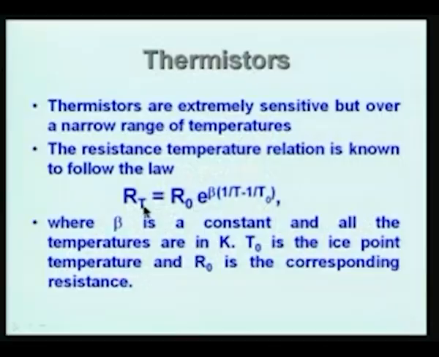Therefore, I have deliberately used R subscript capital T equal to R naught, which is usually the resistance of the thermistor at 0 degree Celsius or the ice point, multiplied by e to the power of beta, where beta is called the thermistor constant, multiplied by 1 over T minus 1 over T naught. Actually, the value of beta has the unit of absolute degrees or Kelvin in this particular case. So, beta is a constant, all the temperatures are in Kelvin, T naught is the ice point temperature and R naught is the corresponding resistance.